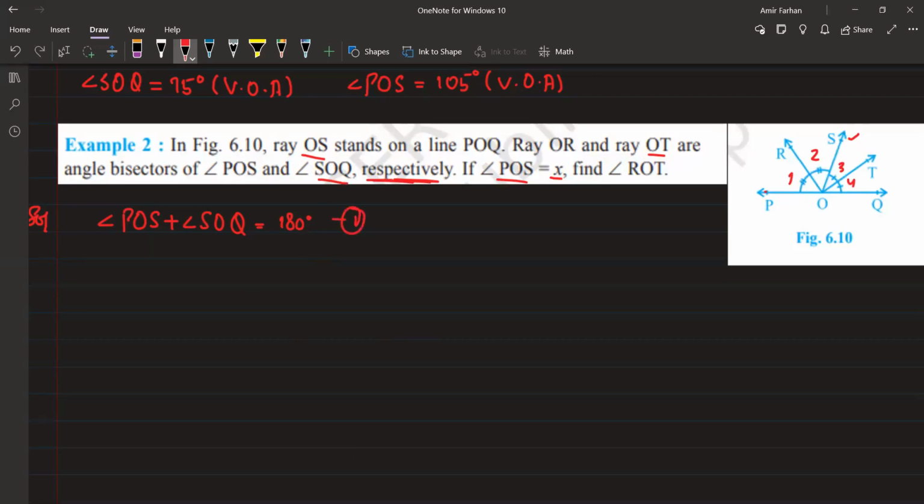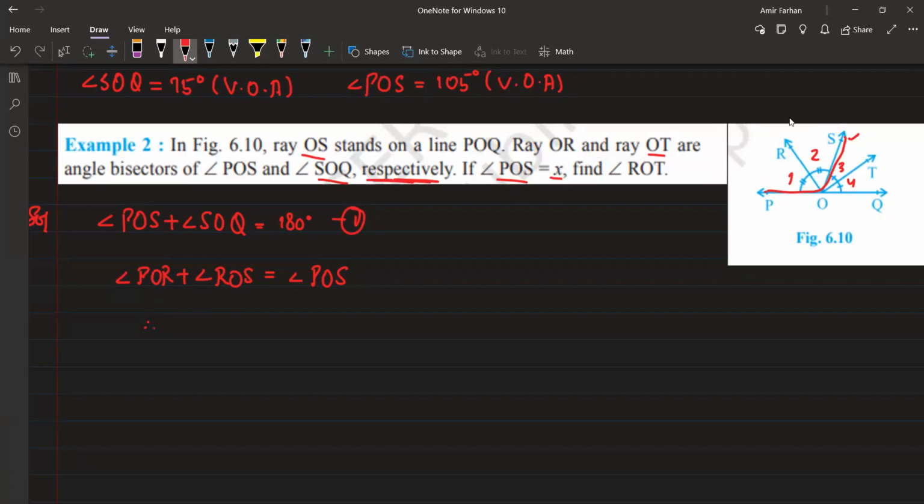This is our equation 1. Clear? Okay. So now next thing. Now tell me, this is the angle. Basically, angle POR is equal to angle ROS. Yes or no? Yes. So I can write angle POR plus angle ROS is equal to the whole angle POS, this angle, na? POS, yes or no? Yes.